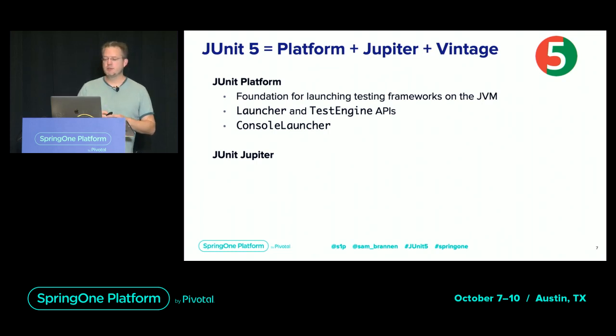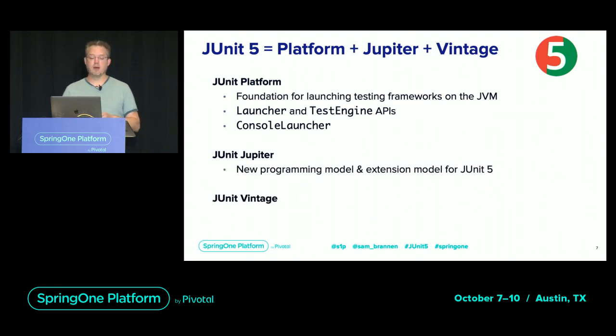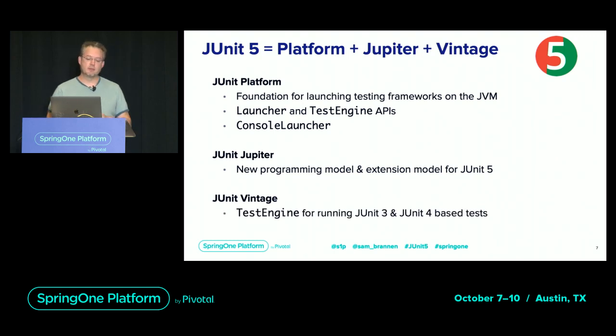Jupiter: if someone says I'm writing tests in JUnit 5, they probably mean that they're writing tests in JUnit Jupiter, because that's the new programming model and extension model for JUnit 5. And then Vintage, this is the engine for running your JUnit 3 tests and JUnit 4 tests, and your old Spock tests would also run on it as well. The Spock team is actually writing a test engine to run on the new JUnit platform.